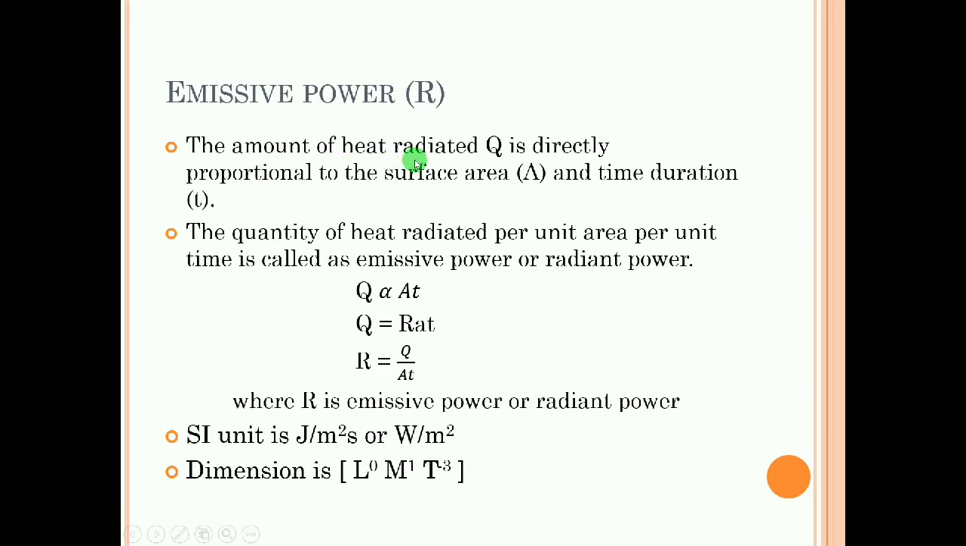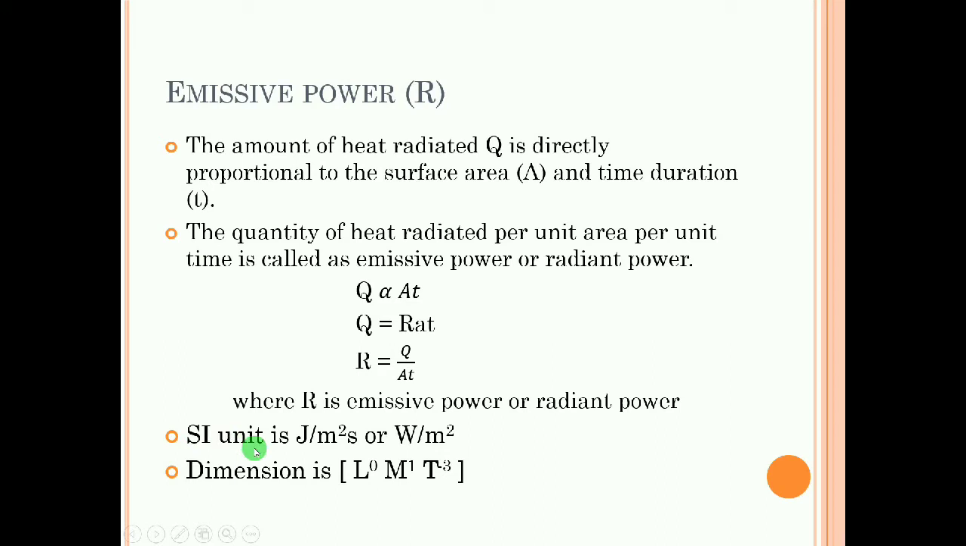Okay, so when we consider the amount of heat radiated Q, this value will be directly proportional to surface area and the time duration. When we eliminate this proportionality, we introduce a proportionality constant, here taken as capital R. So this capital R is nothing but emissive power or radiant power, and that will be equal to Q upon AT. That is the quantity of heat radiated per unit area per unit time. This will be nothing but emissive power or radiant power.